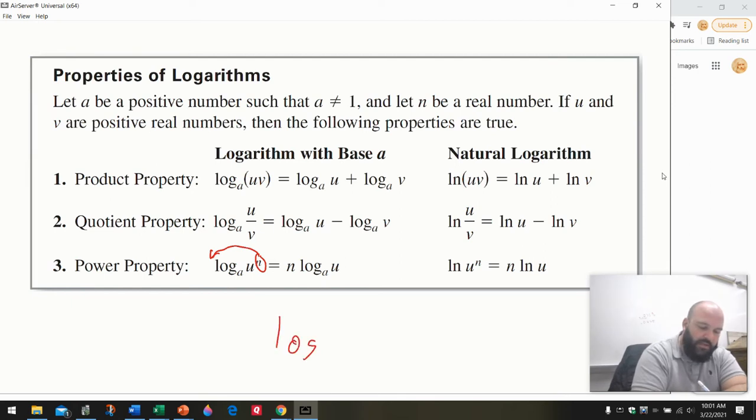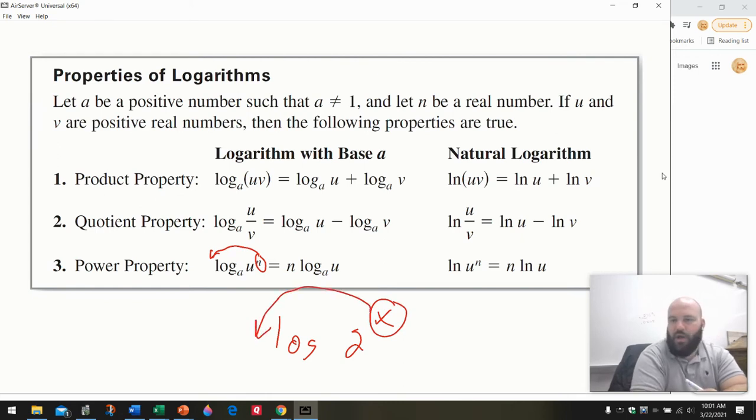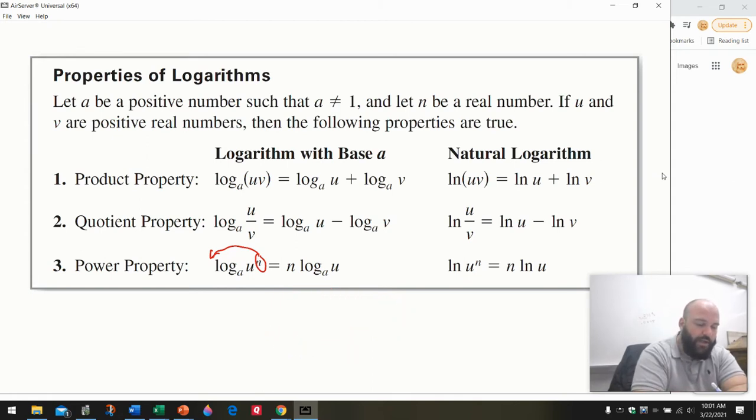This is going to be really useful when we have problems like this. If I had log of 2 to the x, this will allow us to bring this variable down and go in front of the log, which will allow us to eventually solve for x. So this is an extremely useful property. It's called the power property.